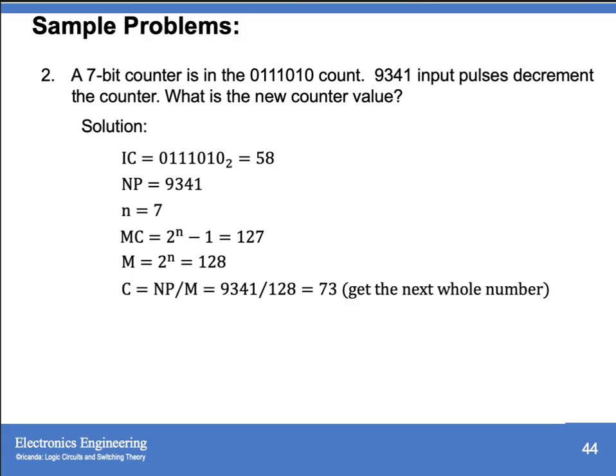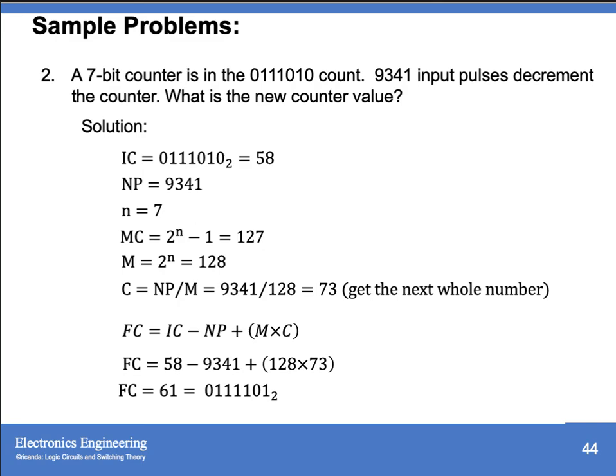So number of cycles, that is number of pulses over number of states. Then we have 73 cycles for 9341 pulses. So we have to use this formula since this is decrement, so we have to subtract the number of pulses. And we have to add the product of your state times your cycle. So we have FC equals to 61, or in binary, since it is a 7-bit counter, we have 7 bits also to convert that 61. So you have 0, 1, 1, 1, 1, 0, 1 base 2.